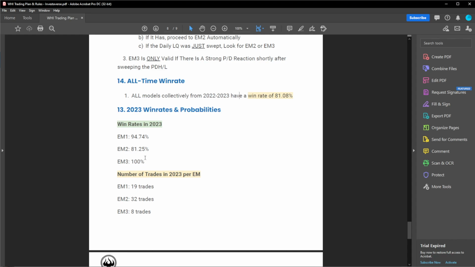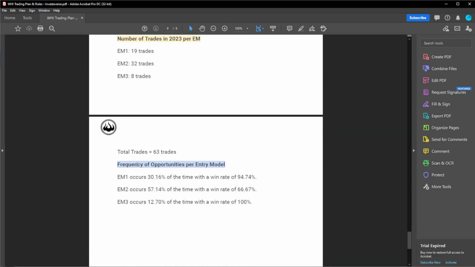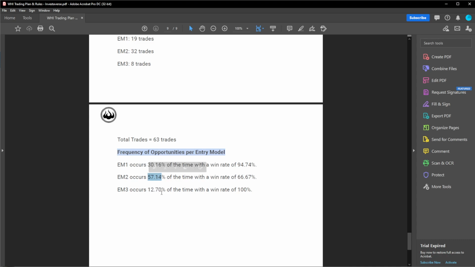Now, with that being said, EM3 did only have 8 trades within the year. So for that reason, this is not really a safe number to be using. It's more likely within these two ranges here. As you can see, the average is about 80. Well, it is 88%, but regardless, we can see it's an 80% win rate overall. So with that said, total trades 63. EM1 occurs only 30% of the time. EM2 occurs 57% of the time, and then EM3 only occurs 12% of the time.